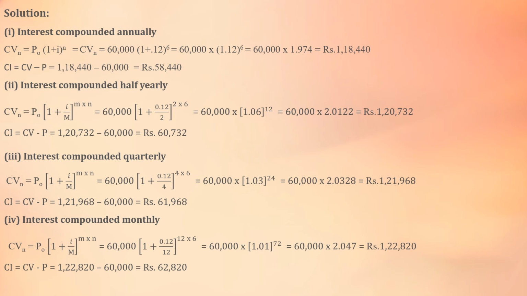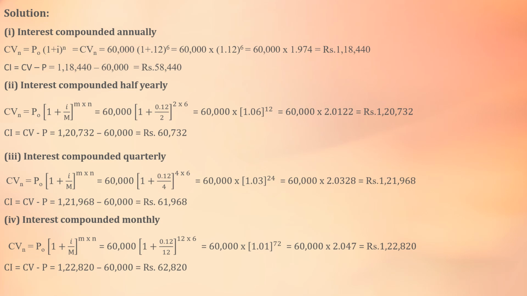2. Interest compounded half-yearly. Half-yearly interest means 6 into 2 is 12 times interest is calculated. CVN equals 60,000 x 2.0122 equals 1,20,732 rupees. C equals CV minus P equals 1,20,732 minus 60,000 equals Rs. 60,732.